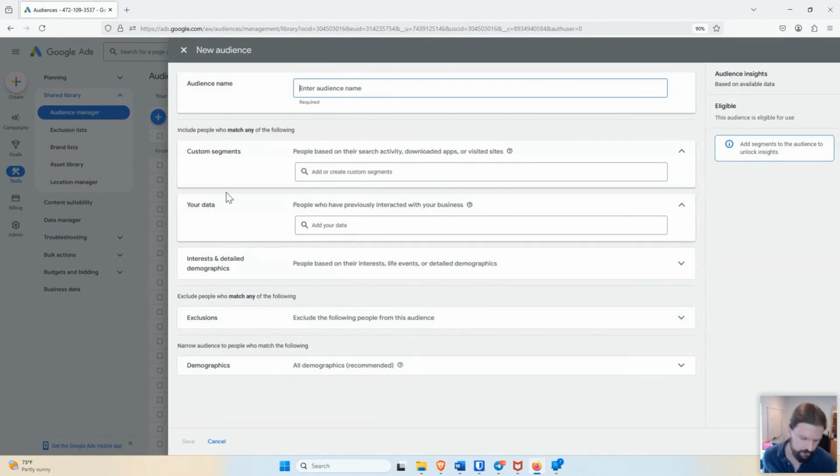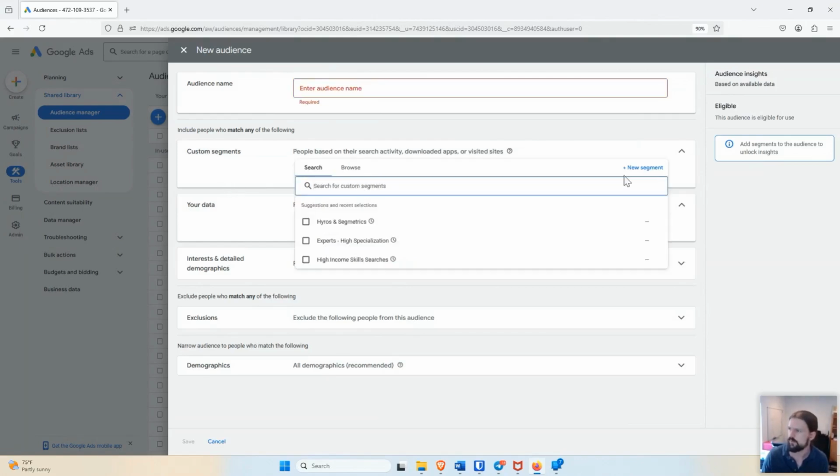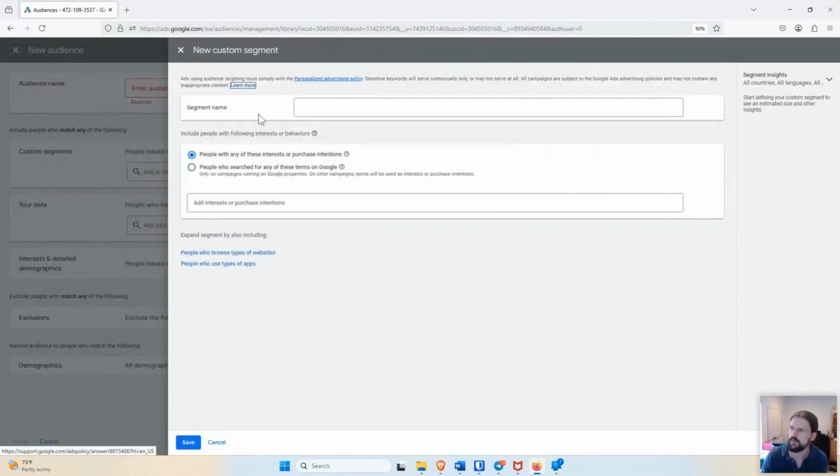So there's an audience, and then there's the segment. So there's the segment, which is kind of a portion of an audience, and then there's the audience, which is a little confusing, but I'm going to add a segment first. I have some segments that I've already put in here, but I'm going to create a new one. And we're going to say people, well, there's 4 ways to do this, actually. So people with any of these interests or purchase intentions, or people who searched any of these terms on Google.